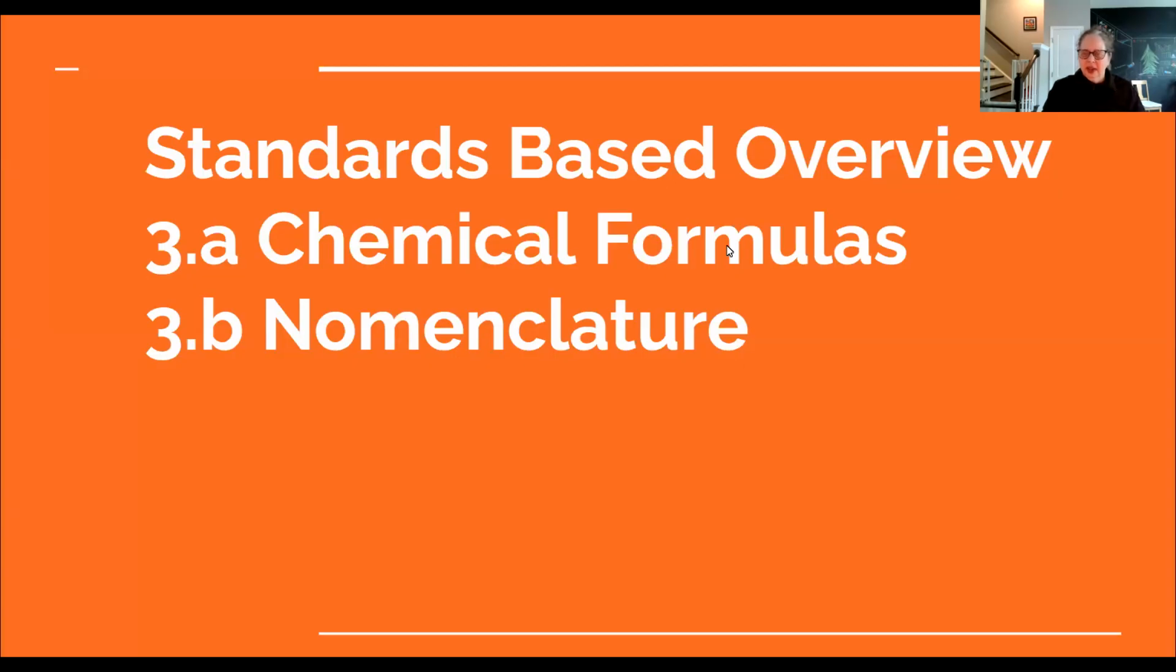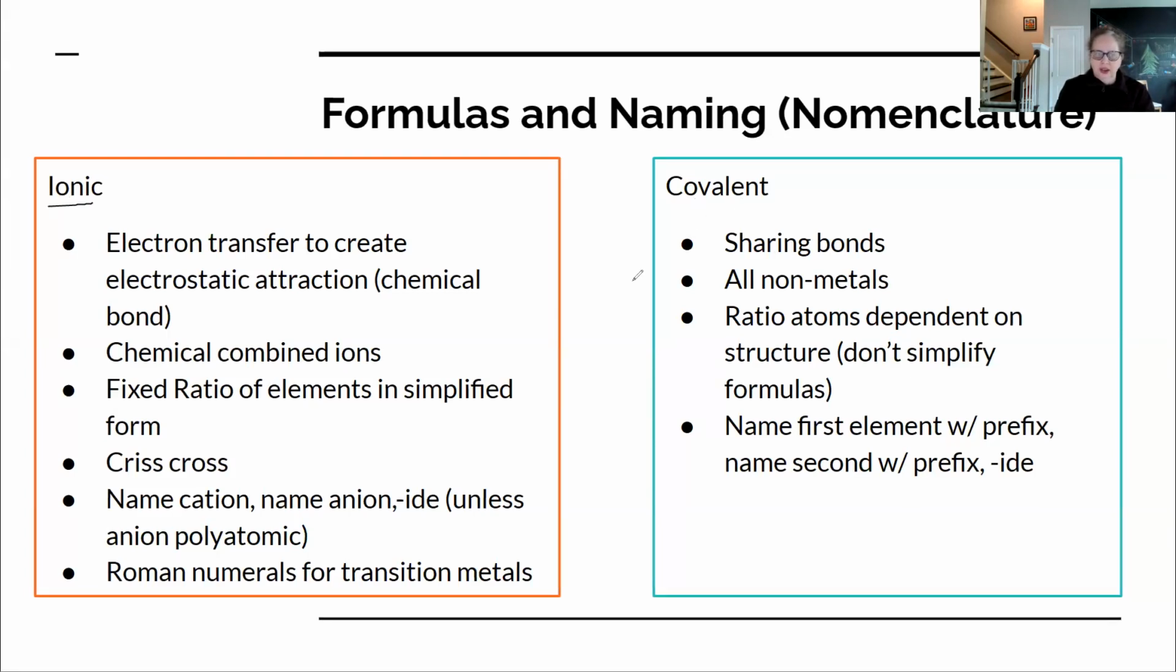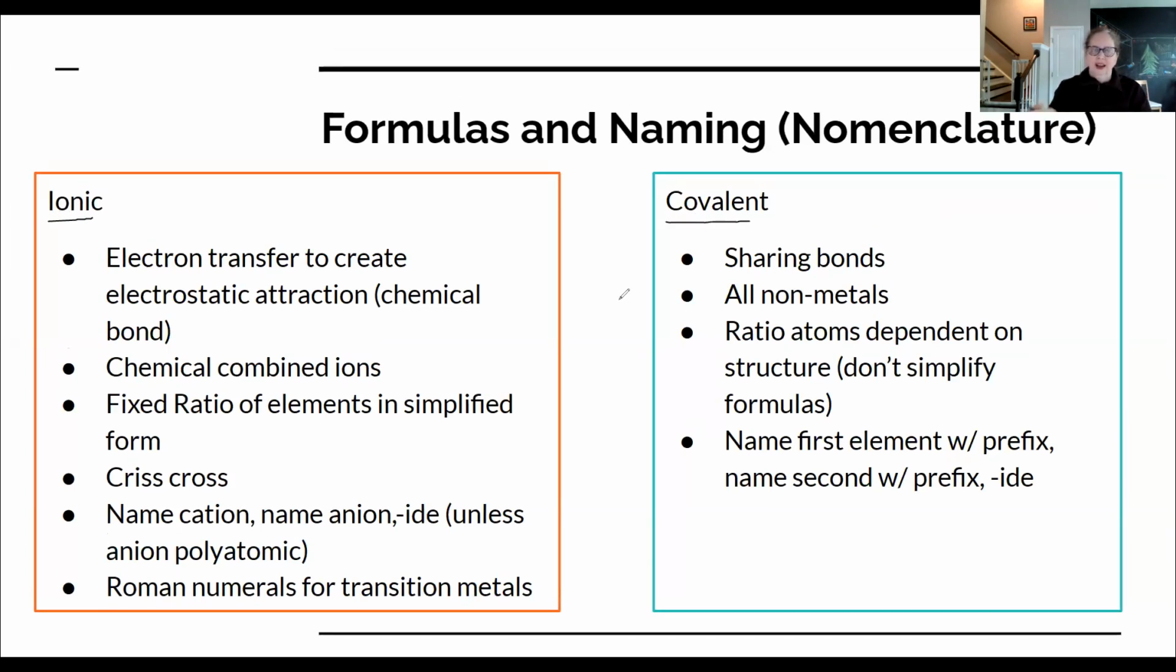Today, we're going to talk about chemical formulas and nomenclature. Nomenclature is just a fancy name for naming. So we have two main types of bonds that we are dealing with in the first year of chemistry, ionic and covalent. Ionic, composed of ions. Covalent, cohabitate, so they are sharing caring bonds.